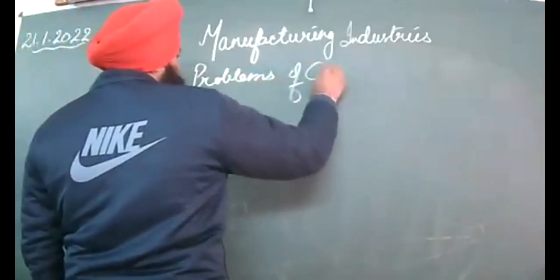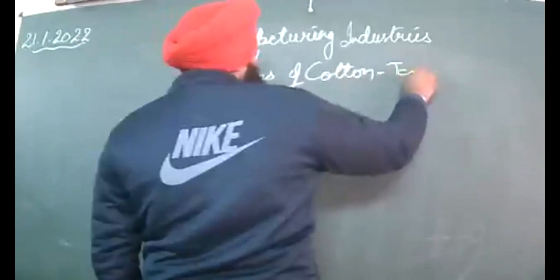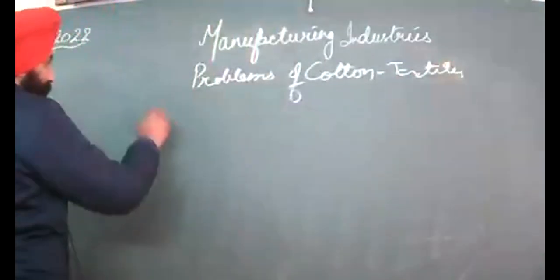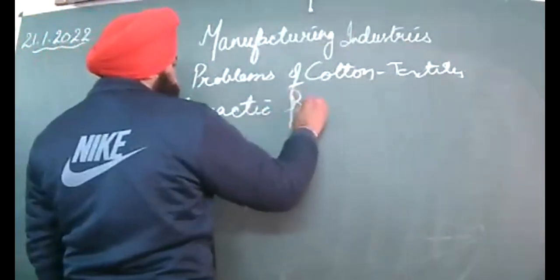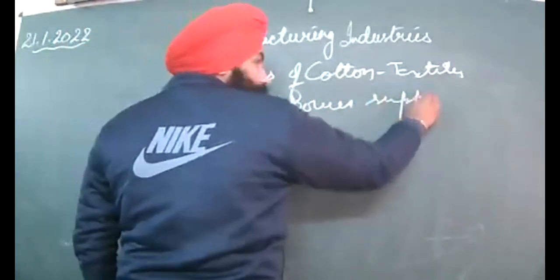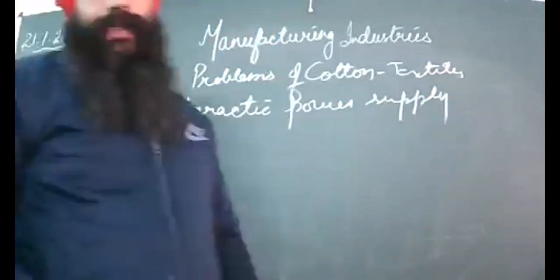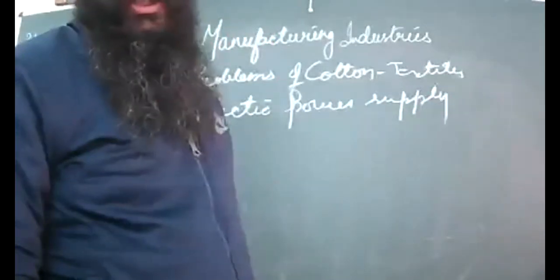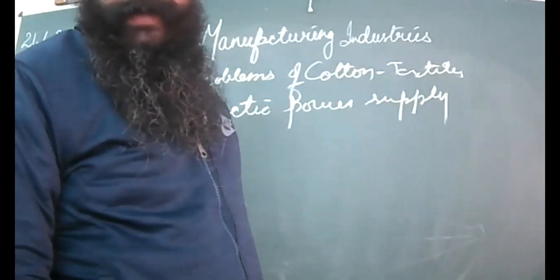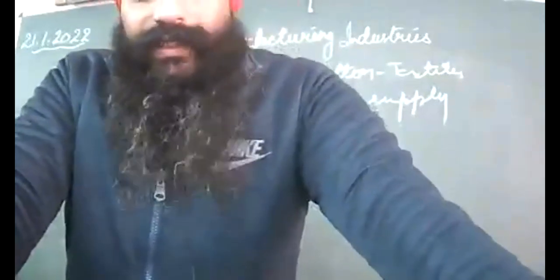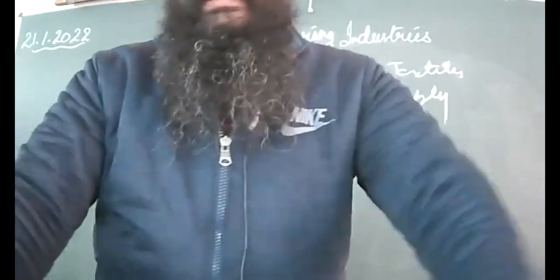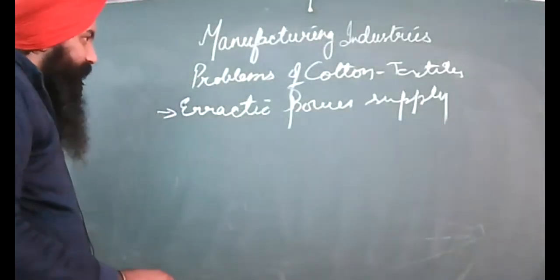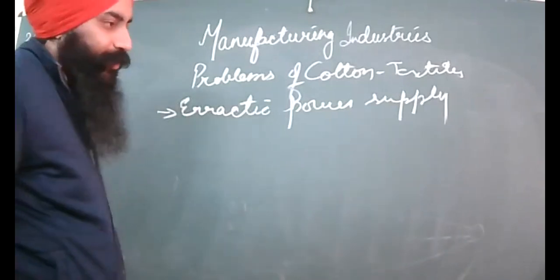Problems of cotton textile industries. The first is erratic power supply, which influences the location of industries. Due to the shortage of power supply, such industries can't function at 100%. They can't work efficiently. The first challenge associated with cotton textiles in India is erratic power supply. Second is obsolete machinery, the outdated machinery.